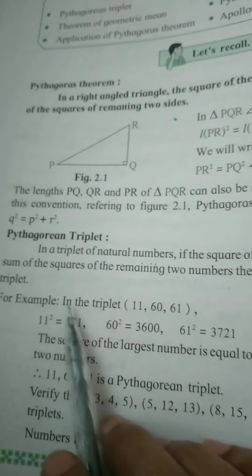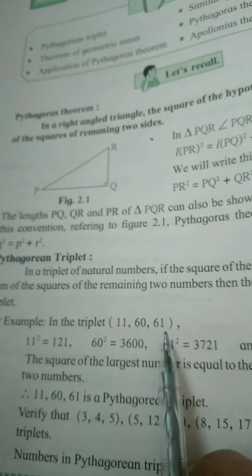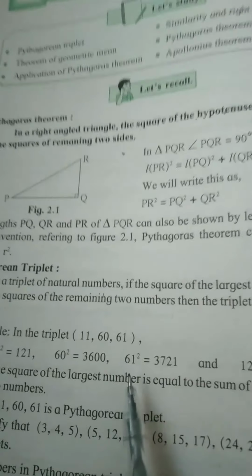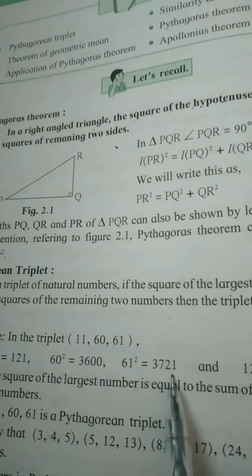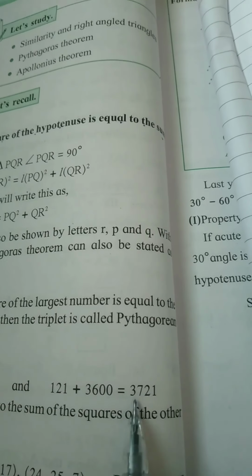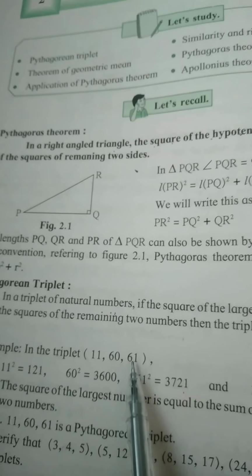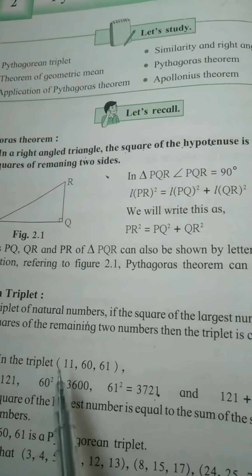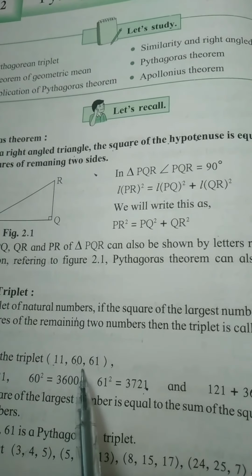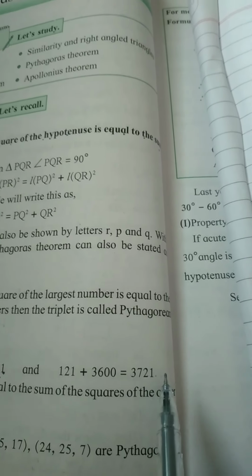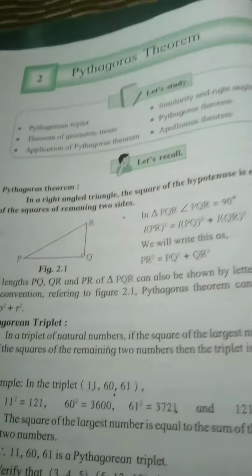In the book, example is given 11, 60, 61. Square of 11 is 121. 60 square is 3600. 61 square is 3721. And 121 plus 3600 is equal to 3721. Means in this triplet, the square of the largest number is 3721 and the sum of the squares of the remaining two numbers is also 3721. Means this is a Pythagorean triplet.